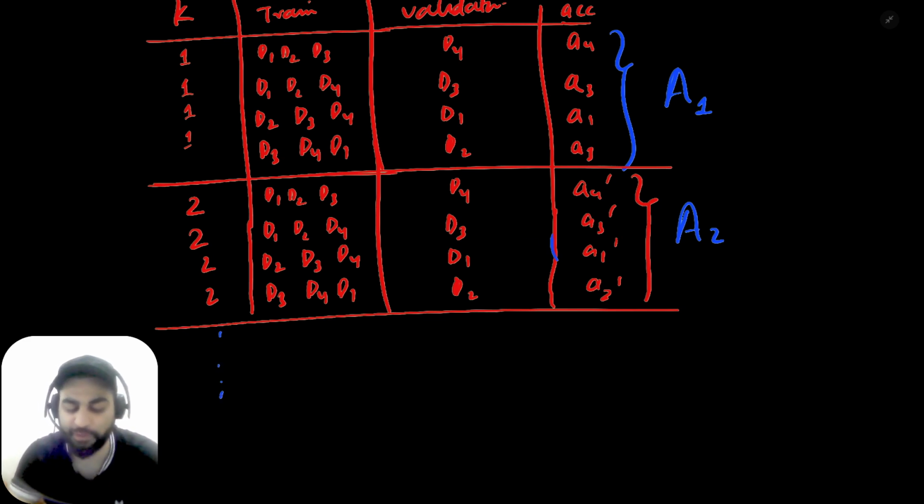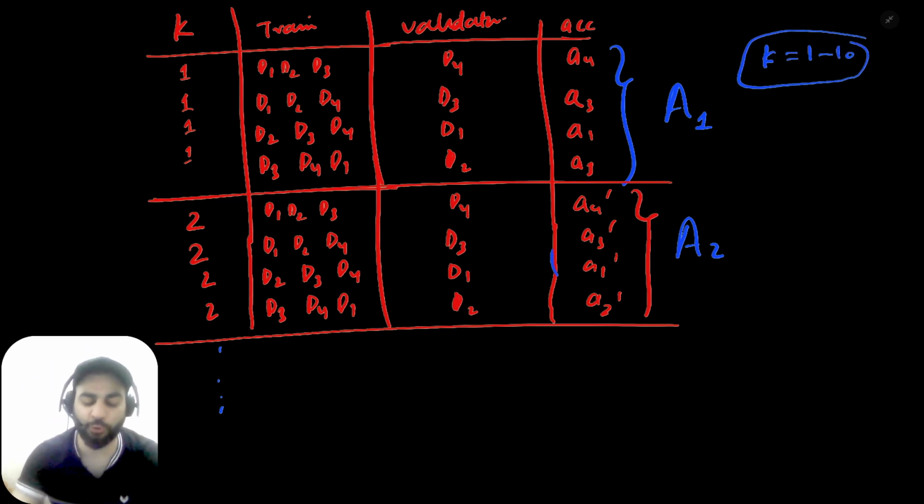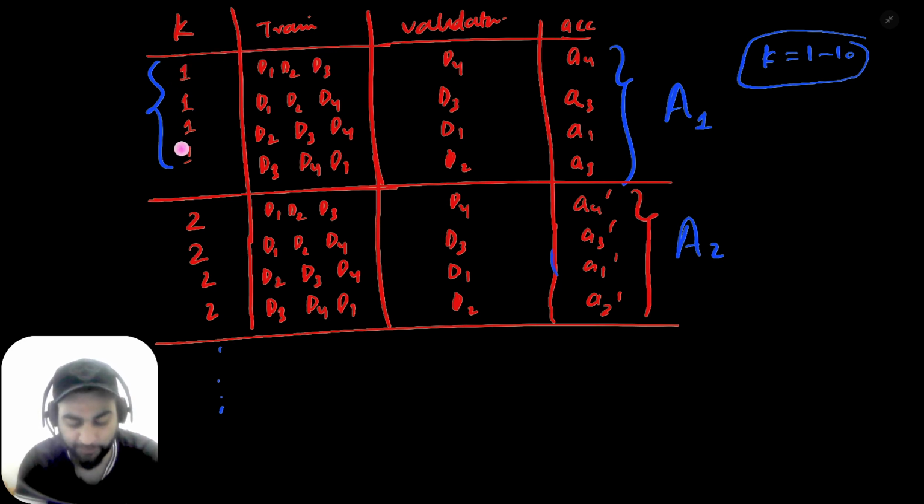So this process will be done for k ranging from 1 to 10, so this will be repeated 10 times, the whole process. First we'll repeat these many times, and then within each iteration we're repeating it 4 times if it's a 4 cross validation. And for this k, if it ranges from 1 to 10, we'll reiterate the process 10 times, and then we'll see which of them gave the good accuracy, which k gave the good accuracy.